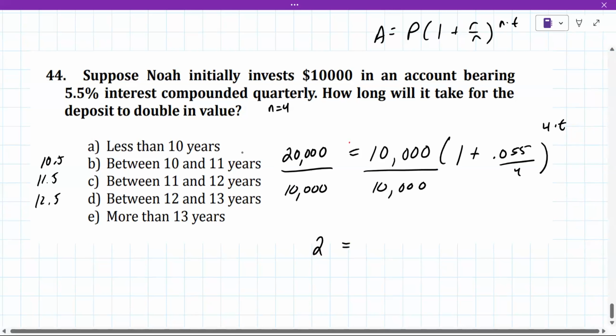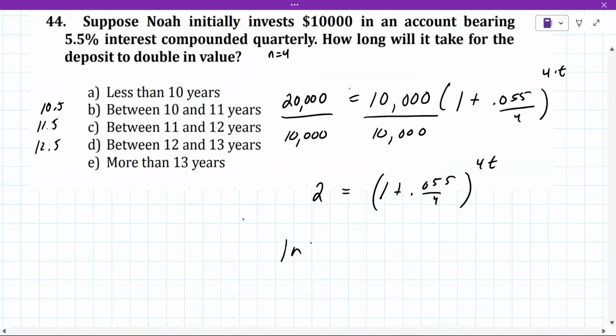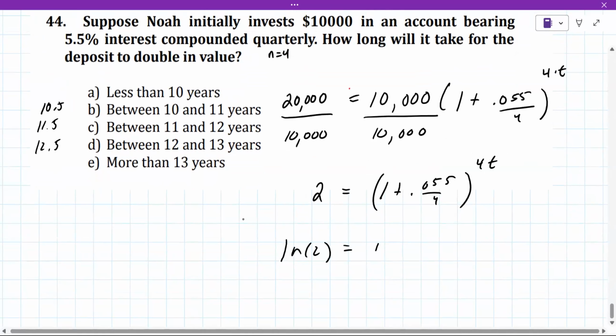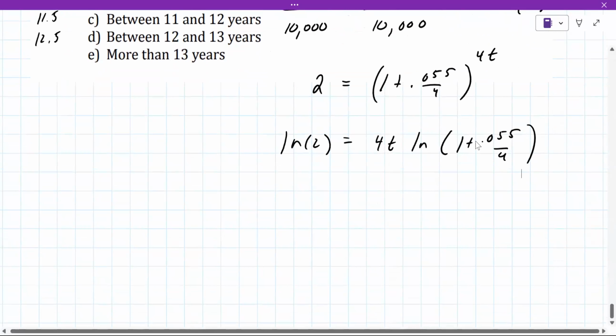So 2 equals (1 + 0.055/4)^(4t). So from here, you have to use natural log. So you have to take natural log of both sides: natural log of 2 equals, now that 4t is going to come out in front. And then you divide both sides by the 4 and the natural log of all this stuff over here.